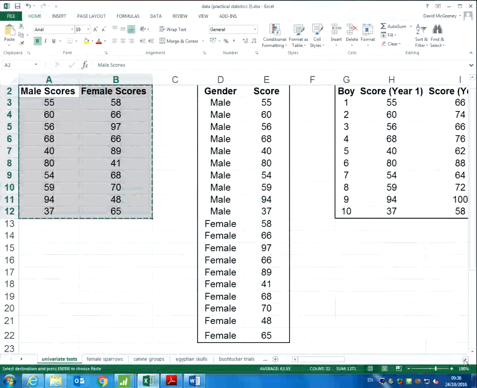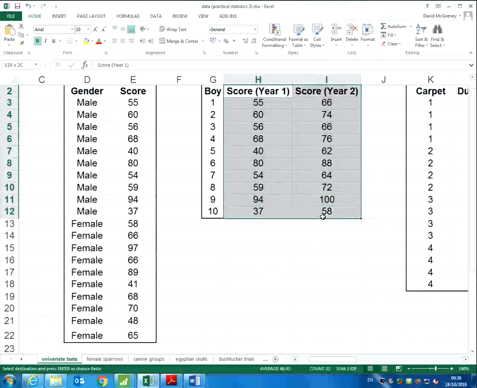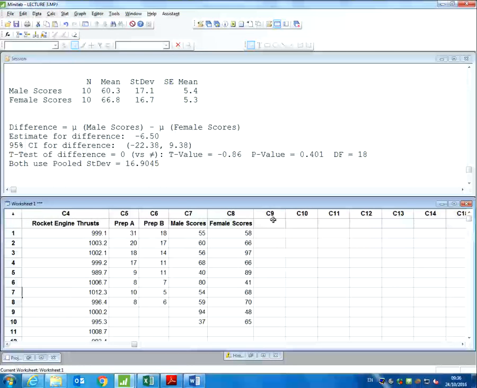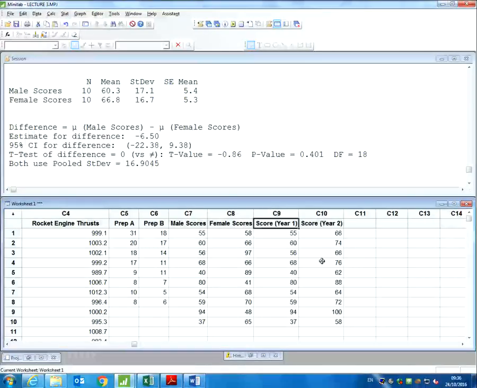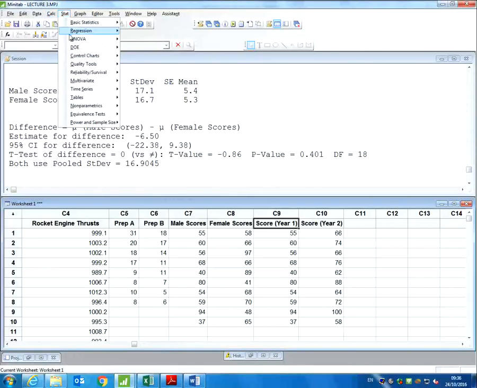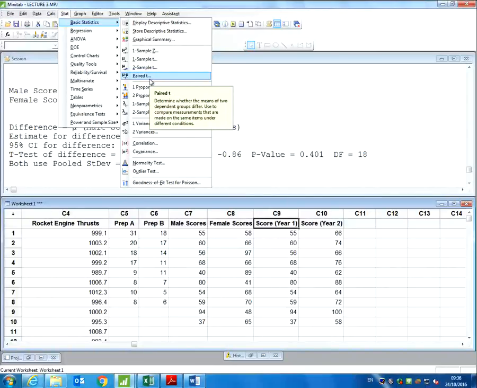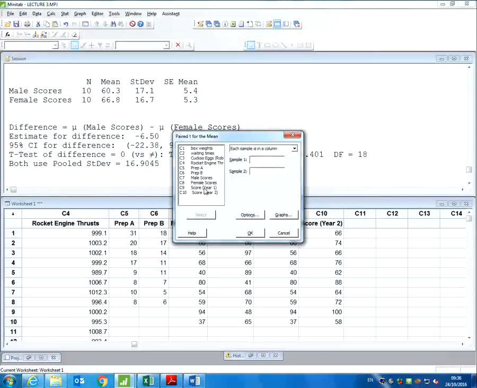And what did we say this data was? You've got 10 boys who take an exam in maths. And the same 10 boys take an exam in maths the year after. Okay, what test would you do to know whether the boys had got better or worse? Would you do a 2 sample T, or would you do a paired T? You should do a paired T.